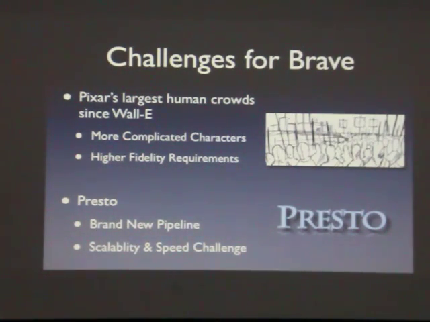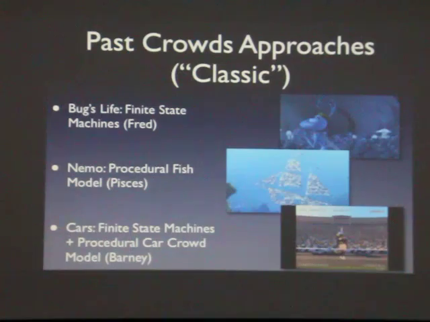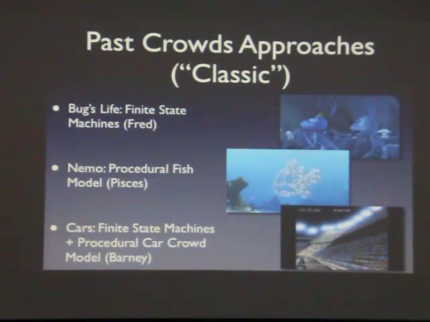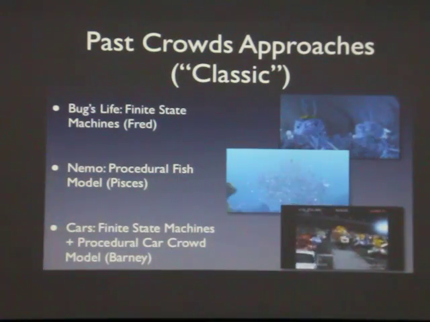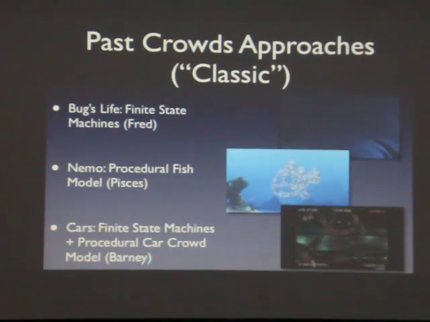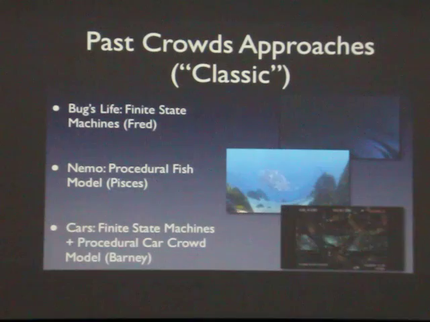And once we went to that, like most new technology, it's always slower to begin with. So even if you spend 5 years creating a new tool, it's always worse the first year you're using it until eventually it gets better. So we had lots of speed challenges with this film. Now, in the past, as I said, we did finite state machines for crowds like on A Bug's Life. We had some sort of procedural motion model like on Nemo.